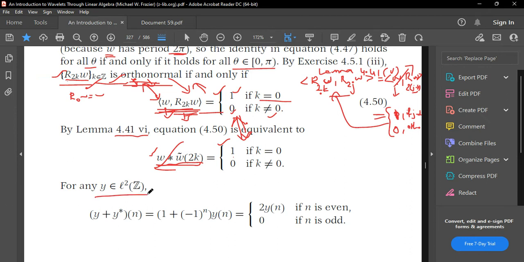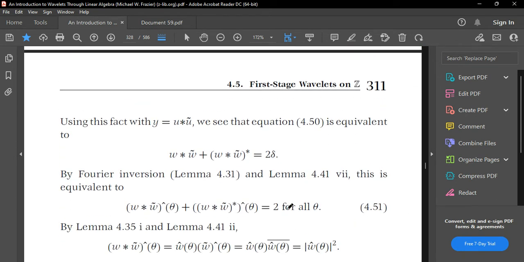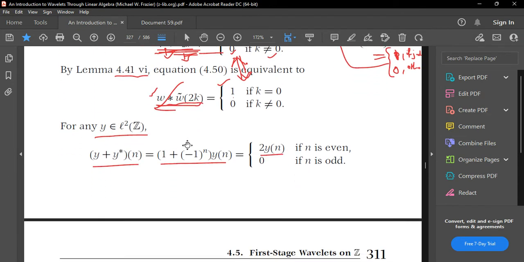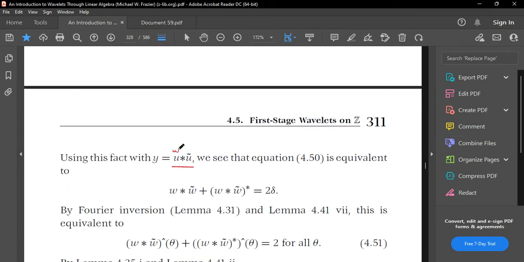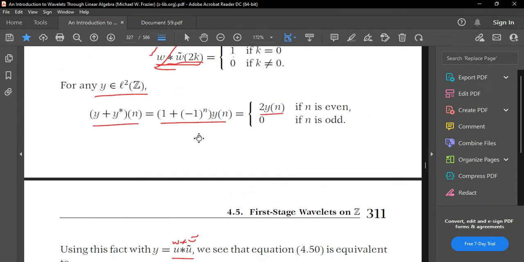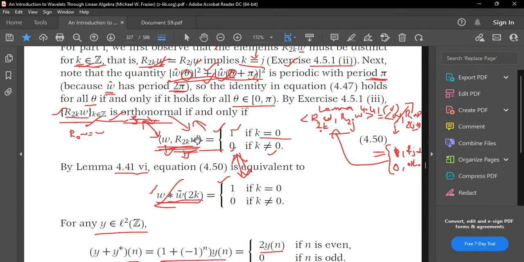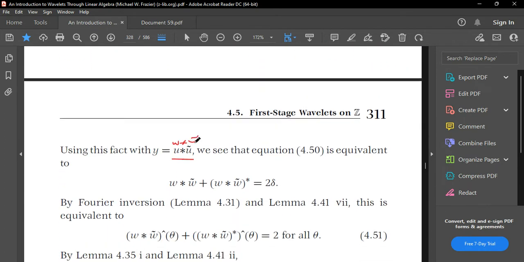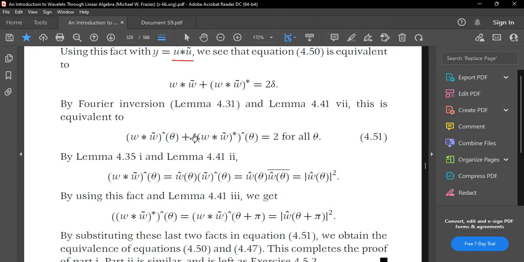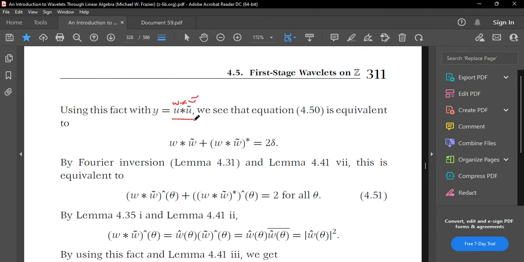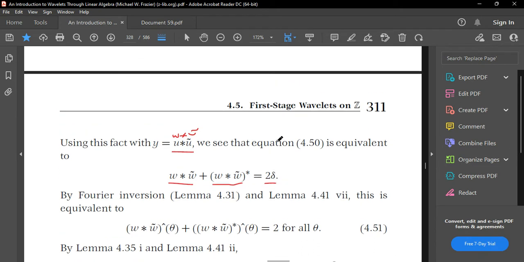Then for y belonging to L of Z, what is y plus y star of n? Star is defined like this, 2 into y of n if n is even, and 0 if n is odd. Taking this y equal to W star W tilde, equation 4.50, what will happen? You take W star W tilde. There is no u here, so take W star W tilde. What will you get? W star W tilde plus W star W tilde star will be equal to 2 into delta. Delta we have defined.